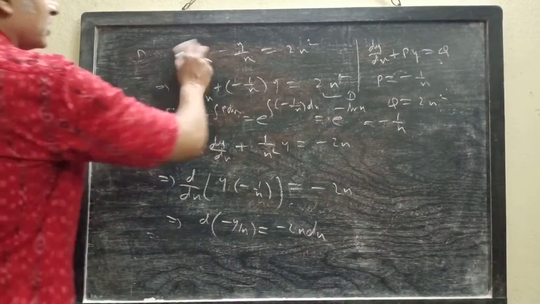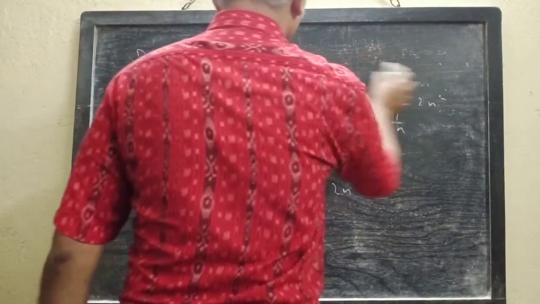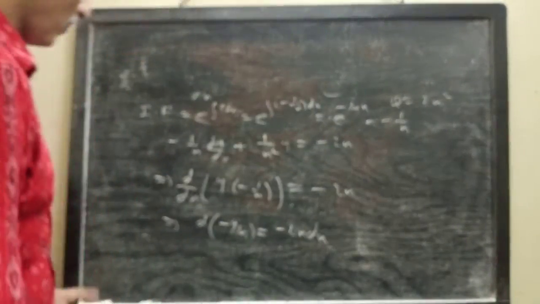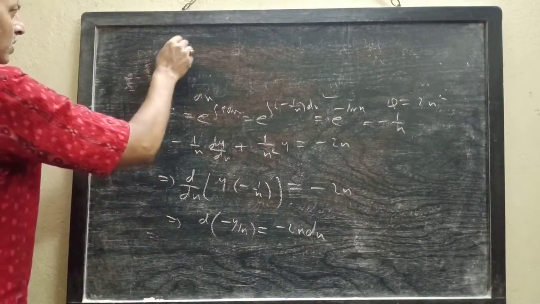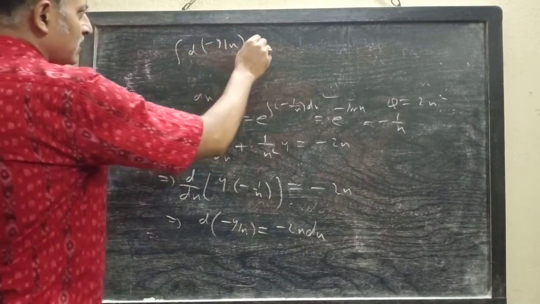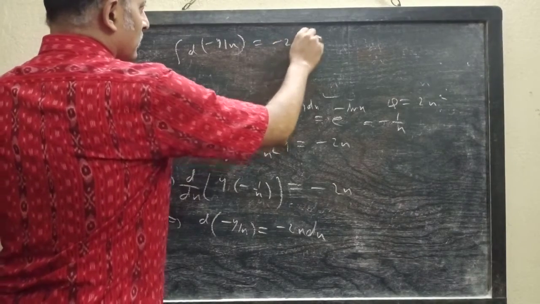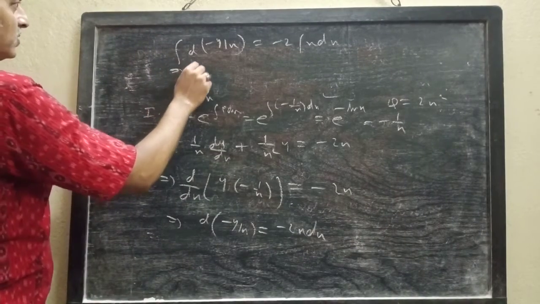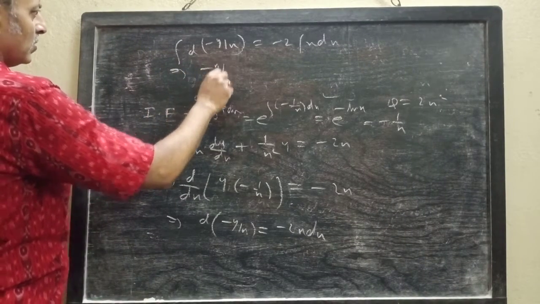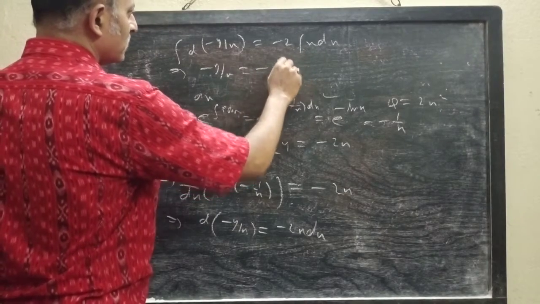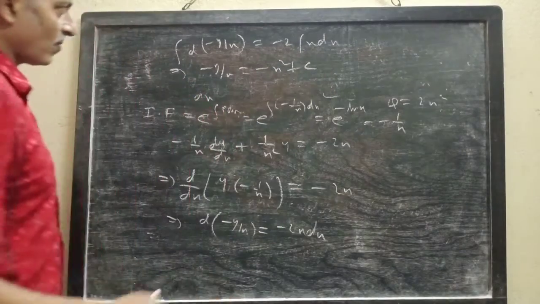Now integrating both sides, you have integration d of y by x equals 2 integration x dx. This will be y by x equals half of 2 x square, so this will be x square plus c.